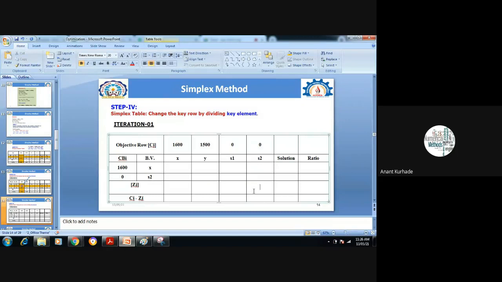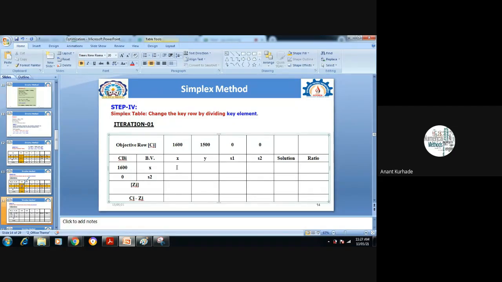So how to find the new values? This is a very important part. Remember how to find these new values. Any doubt up to this, or is it required to repeat it again? No doubt, sir.